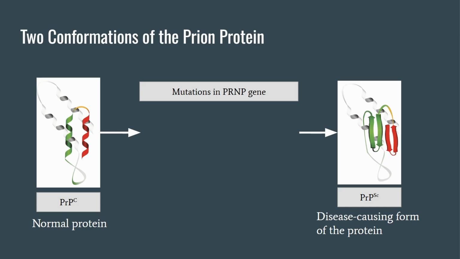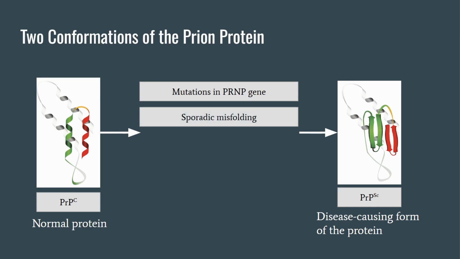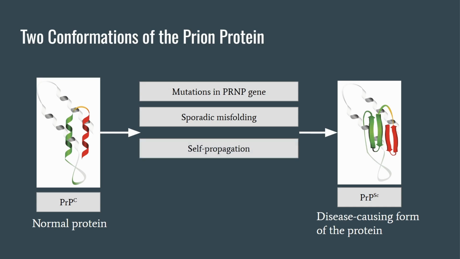There is also sporadic misfolding, where a normal protein changes due to random errors in protein folding during cellular processes. Self-propagation of prion proteins can also happen where a misfolded protein induces changes in a normal protein. Lastly, you can be infected by the misfolded protein by eating raw or undercooked food where the animal you are eating had prion disease. This could be beef from a cow with mad cow disease, which is a type of prion disease.